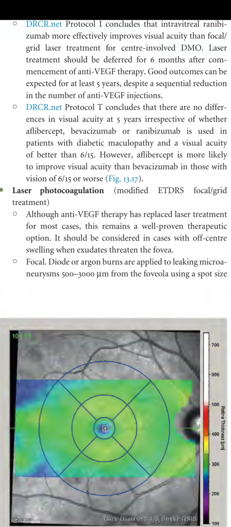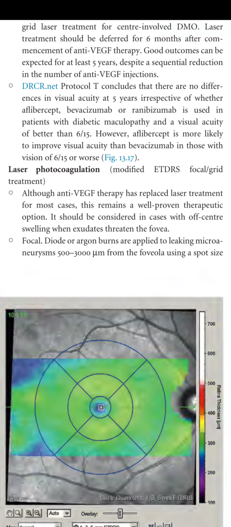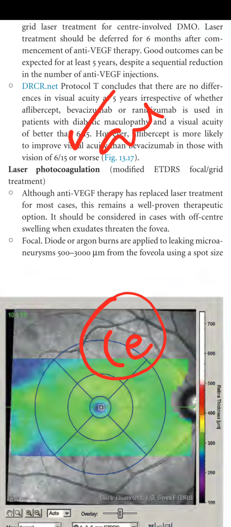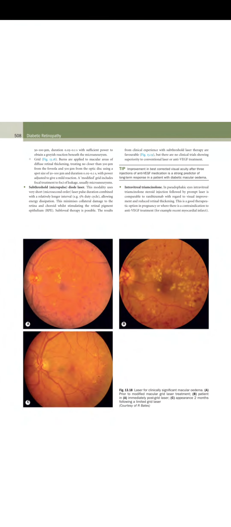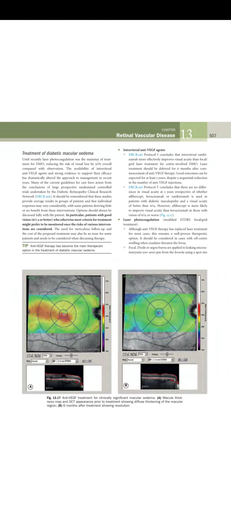Laser photocoagulation, which is a modified ETDRS focal or grid laser treatment. One can also do laser photocoagulation, although anti-VEGF therapy has replaced laser treatment for most cases. So now we use mostly anti-VEGF treatment for macular edema. This remains a well-proven therapeutic option. It should be considered in cases with off-center swelling where exudate threatens the fovea. So basically, laser photocoagulation can be considered if the center is not involved and there is an exudate that is threatening the fovea. There are different types of laser photocoagulation: focal, grid, and modified grid.